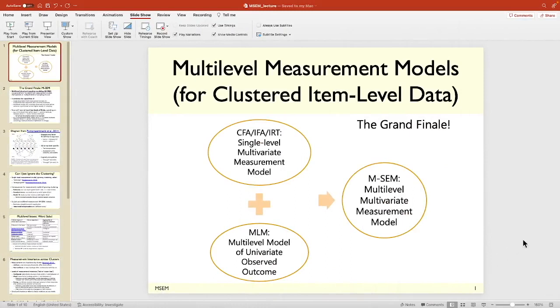Okay, so I just have a few slides that I tried to put together to come up with a conceptual introduction to the grand finale, as we call it. So you have these slides in PDF form in your download folder.